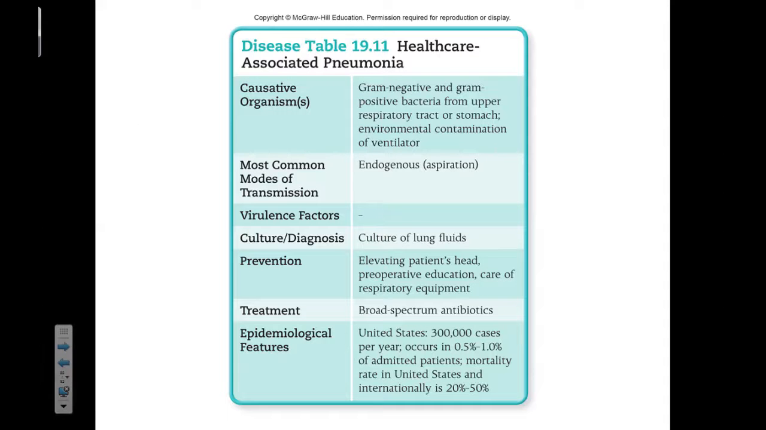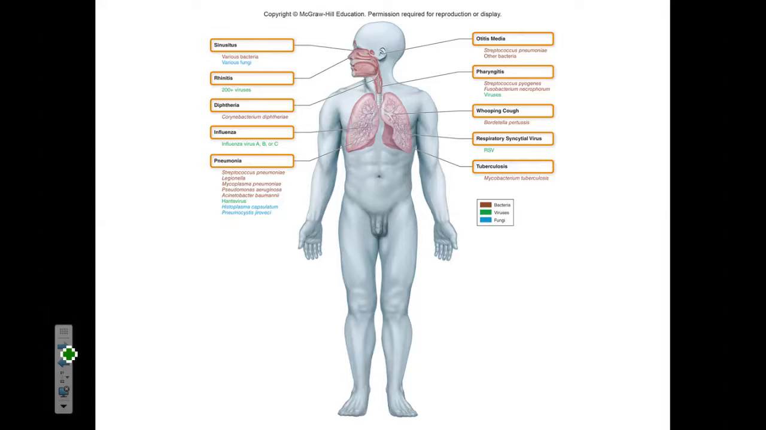So here we have our summary figure for healthcare-associated pneumonia. Healthcare-associated pneumonia can be caused by a wide variety of bacteria from the upper respiratory tract, the stomach, or some environmental contamination on our respirators. The most reliable method for diagnosing is to culture fluid from the lower respiratory tract, and the most common treatment is a broad-spectrum antibiotic. Here is a summary figure showing the pathogens that we talked about and a few that we didn't.